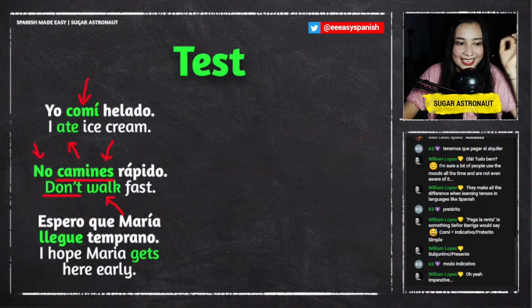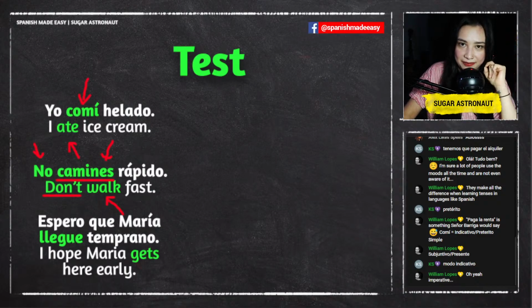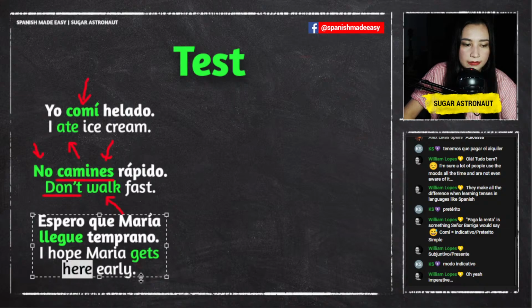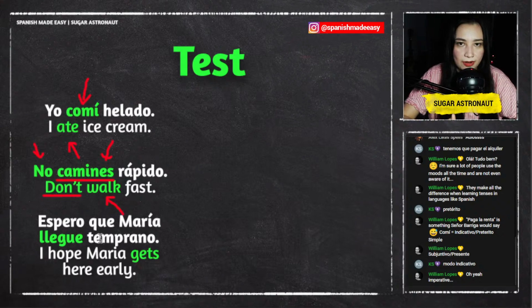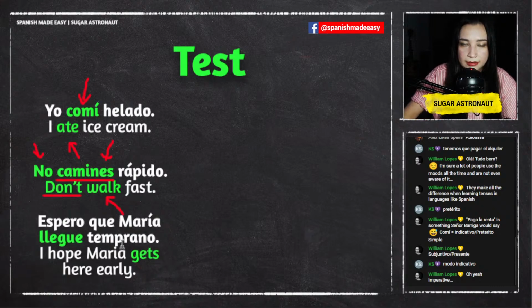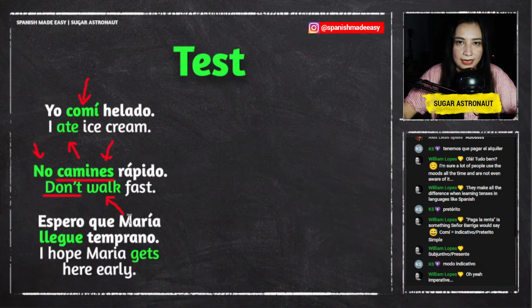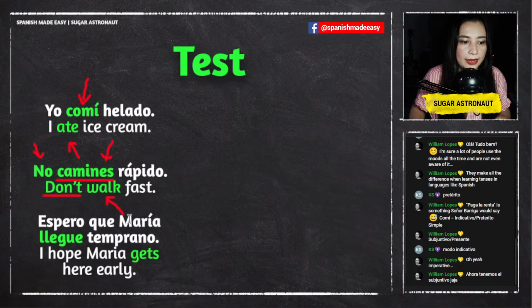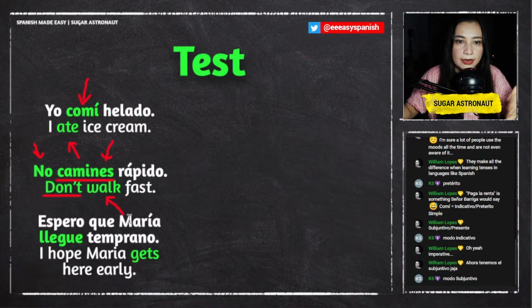The next one is espero que María llegue temprano. Espero que María llegue temprano. This means I hope Maria gets here early. I had to add here because that's how it works in English. I could say que llegue aquí. I could add that. But when you're saying llegue temprano in Spanish, you could be saying, I want her to come here early, okay? But let's just leave it like that. You can add the aquí word if you want. But espero que María llegue temprano. I hope Maria gets here early or gets somewhere early.